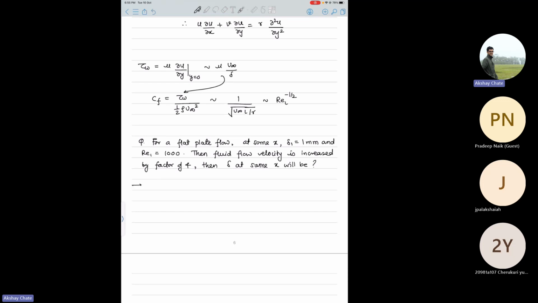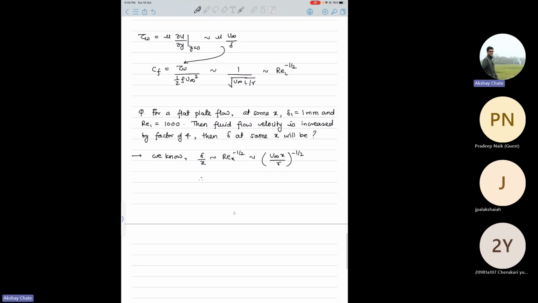So we know that delta by x is Reynolds number power minus 1 by 2. So if you do this, it will be (u infinity x by kinematic viscosity) power minus 1 by 2. So in this problem, x is not changing, kinematic viscosity is not changing, only delta and u infinity are changing, right? So you can take that scale only. Therefore delta 1 by delta 2 will scale as (u infinity 1 by u infinity 2) power minus 1 by 2. Correct, no? Just for the sake of solving, I'll just interchange 2 and 1. It doesn't matter.